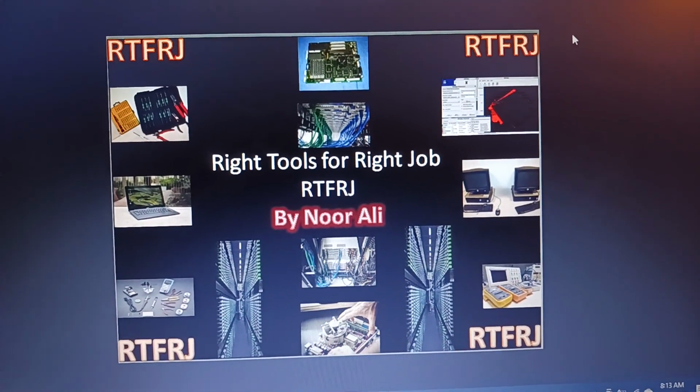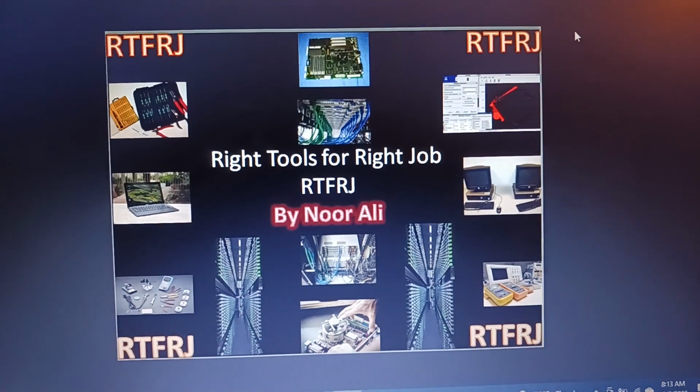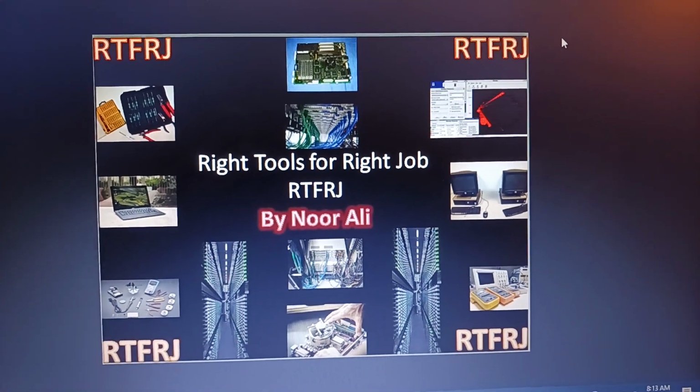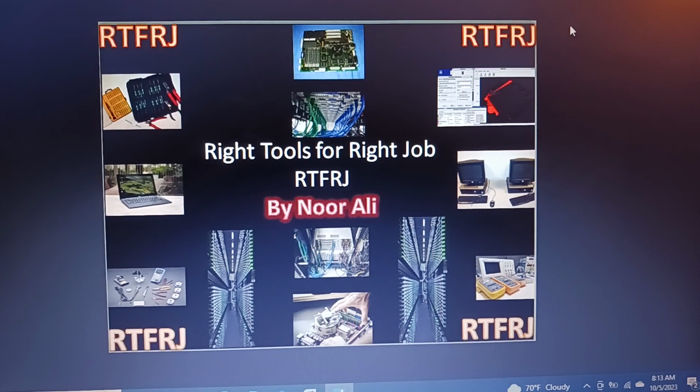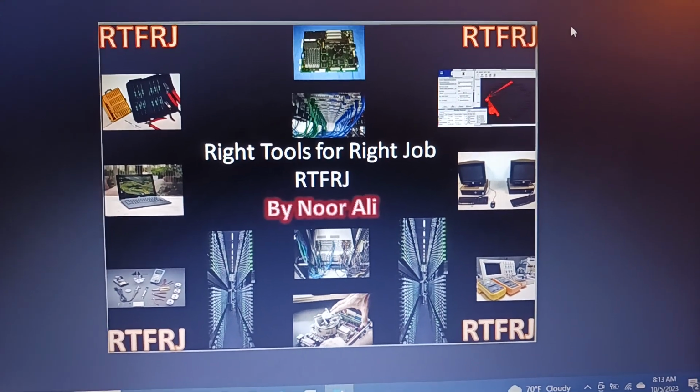And today we'll talk about the next chapter, episode, or series in the series that I'm working on. This is Noor Ali, Right Tools for Right Job.